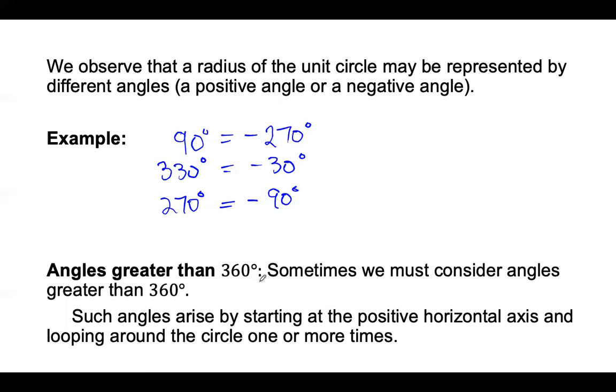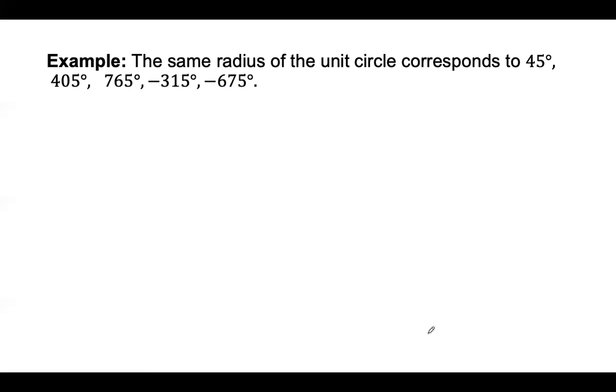So, angles greater than 360 degrees. Sometimes we consider angles greater than 360 degrees. Such angles arise by starting at the positive horizontal axis and looping around the circle more than one time. So let's look at some more examples. Let's continue drawing some circles here, the same radius of the unit circle corresponding to these values. So let's draw a sketch. It is a bit of a challenge for me to draw a nice circle.